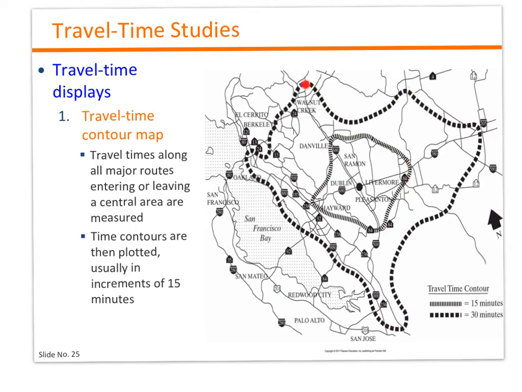Now this second contour line of the travel time study is 30 minutes. That means if you are within this area, you will be traveling roughly 30 minutes to your destination.